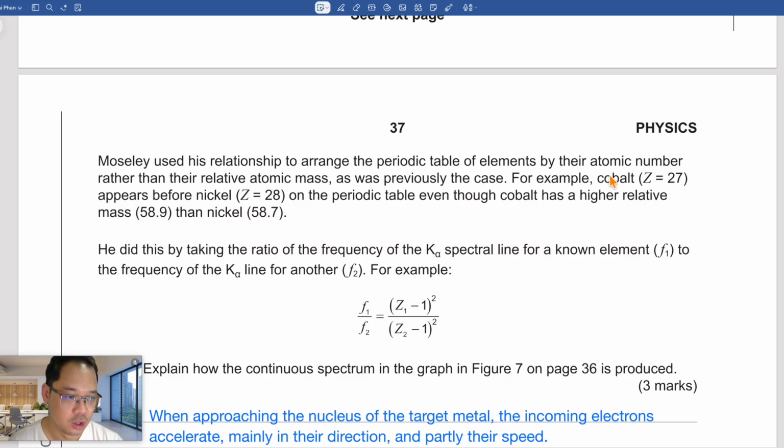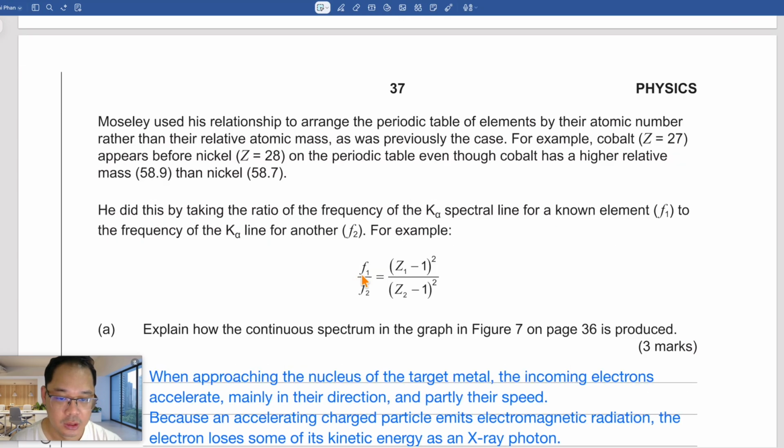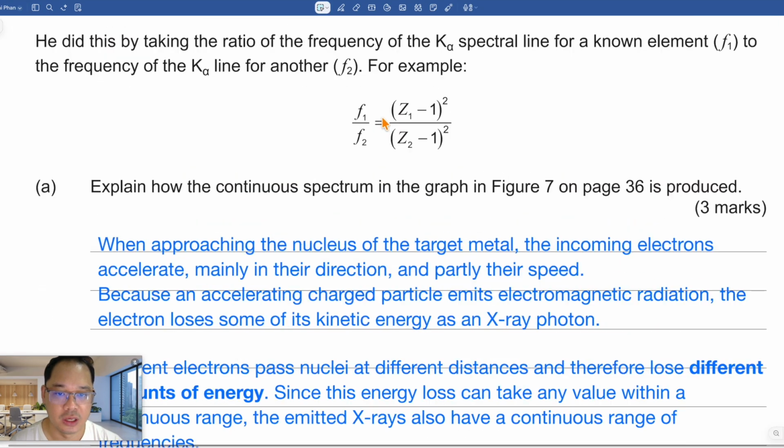For example, cobalt, Z equal 27, appears before nickel, Z equal 28, on the periodic table, even though cobalt has a higher relative mass, 58.9, rather than nickel, 58.7. He did this by taking the ratio of the frequency of the K alpha spectral line for a known element, F1, to the frequency of the K alpha line for another element, F2. For example, F1 over F2 is Z1 minus 1 square over Z2 minus 1 square.